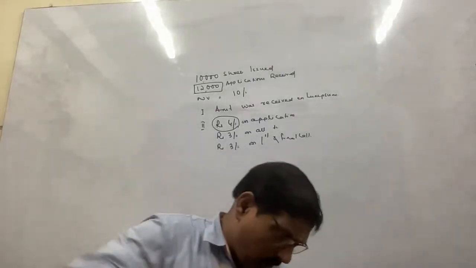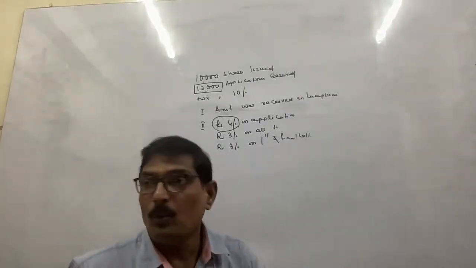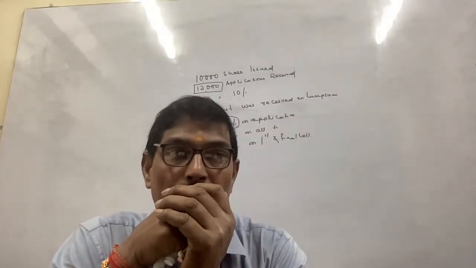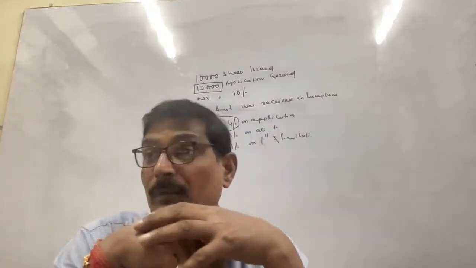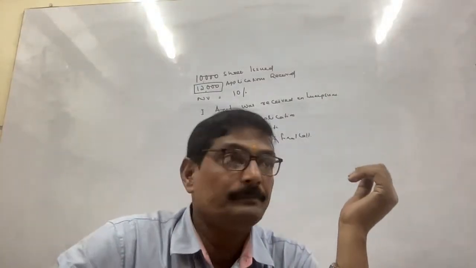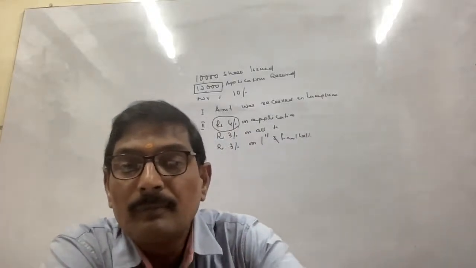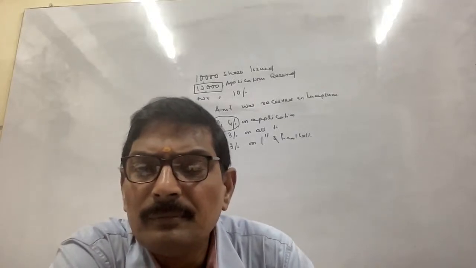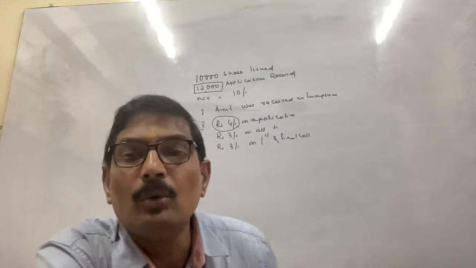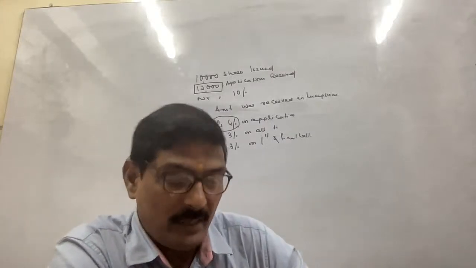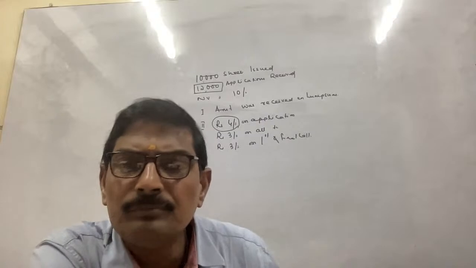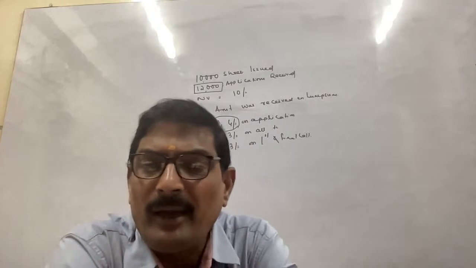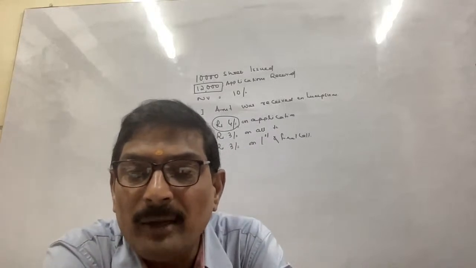When the amount is received in lump sum, the entry will be: bank account debited to share application and allotment account.